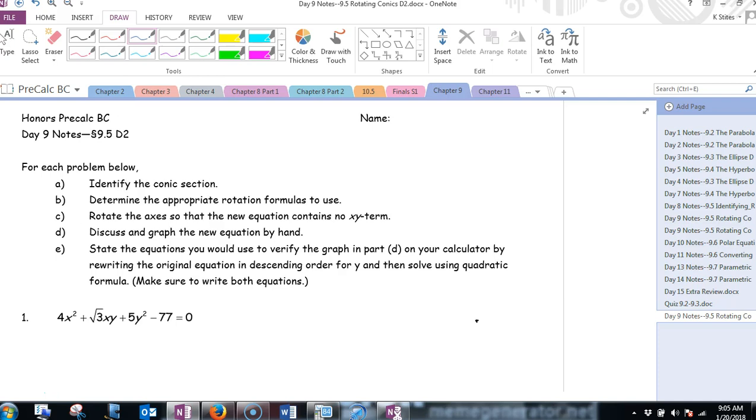Our number one, we're actually going to do a different problem from what's on your note sheet, so just go ahead and write this one down. If you already started that other problem, that's fine. You can just find a different sheet of paper to do this one on.